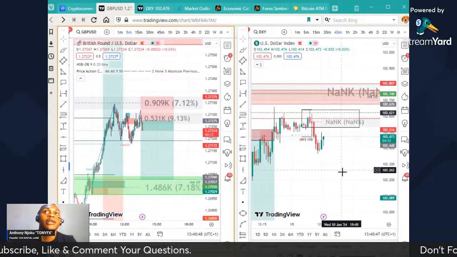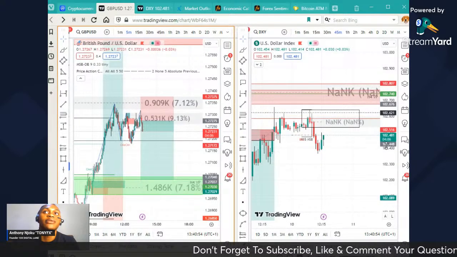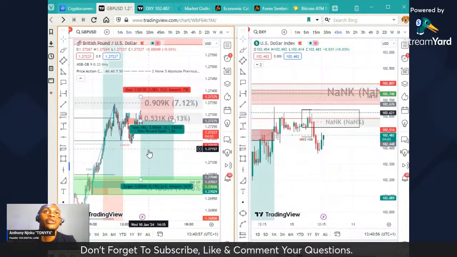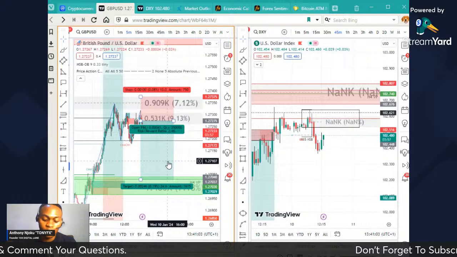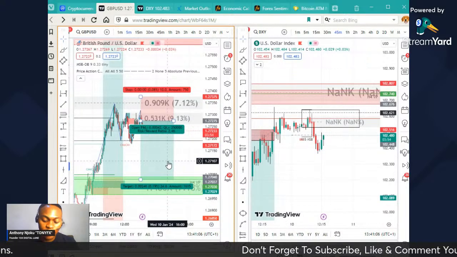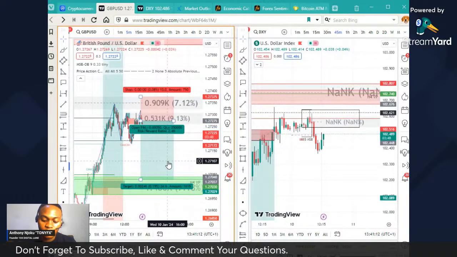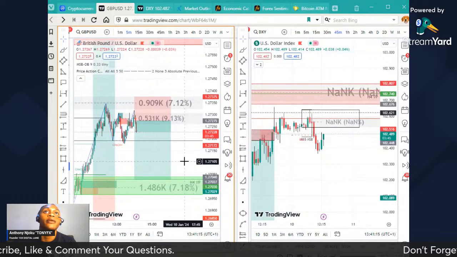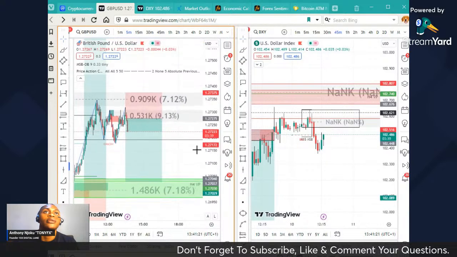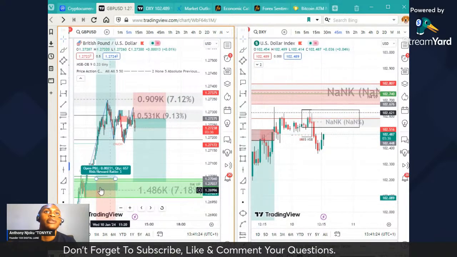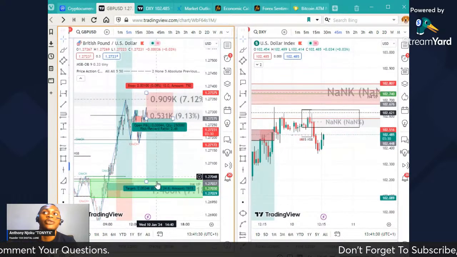And see DXY 45 minutes candle moving massively, now bullish, and we see GBP reacting as we expect it to. Okay, so this is the main trade here. Main trade, but we're just trading this corrective structure.